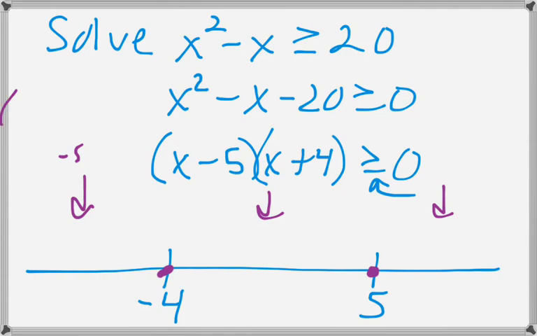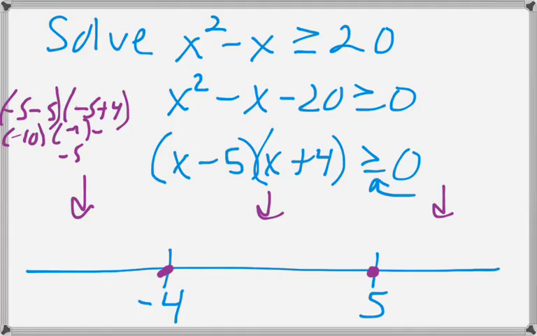We could substitute it into our polynomial, and it doesn't matter whether we use the factored version or not. I think the factored version is a little easier because we can already see that both of these factors are going to be negative. We're going to have negative 10 times negative 1, which is actually positive. So it is greater than or equal to 0. Since we get a true statement, that tells us that negative 5 is a solution, and that means all of the numbers on this interval are solutions.